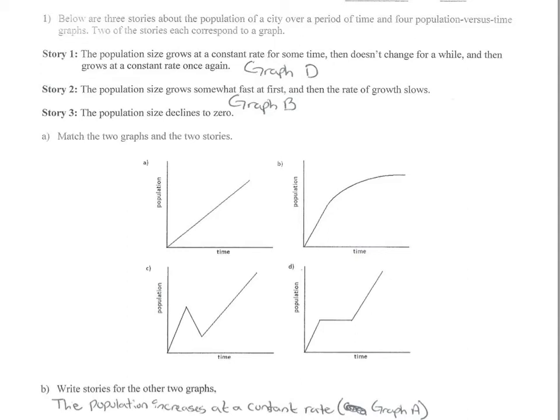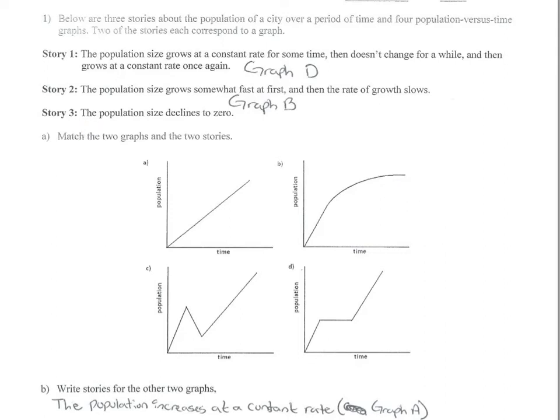Story 2. The population size grows somewhat, then the rate of growth slows down. So the population grows somewhat, and then it slows down. Some of you might think A, but that's just constant the entire time. It's more along the lines of B. It grows at a constant rate, but then the rate is slowing down. So that's where you get that curve part from.